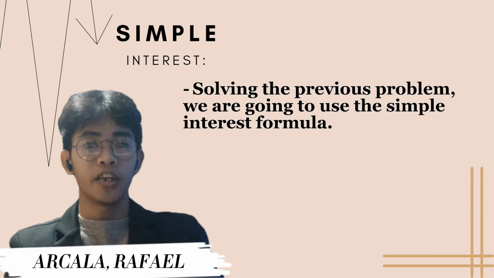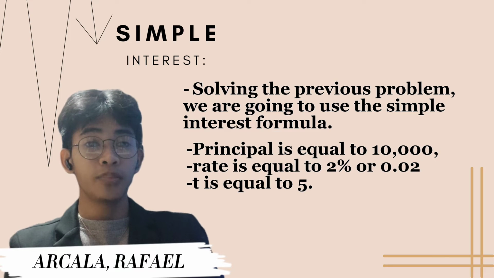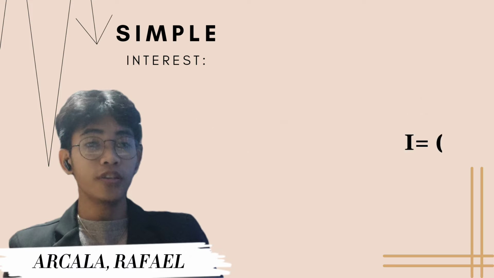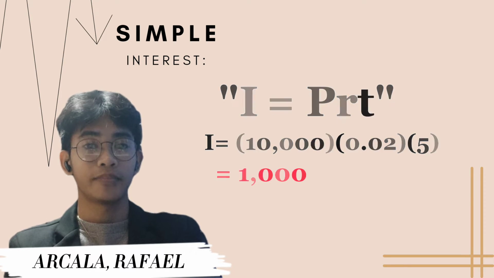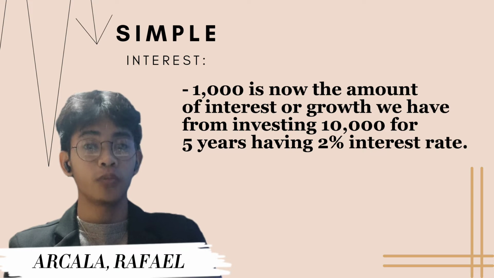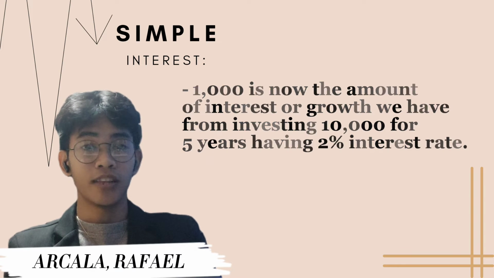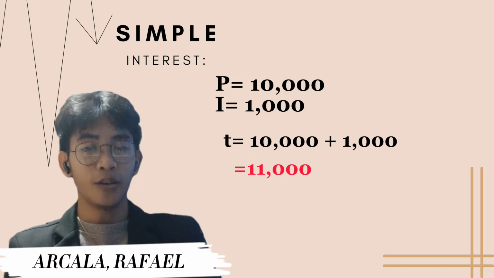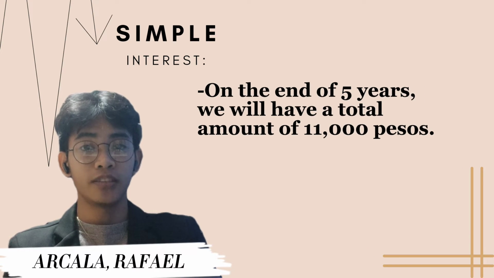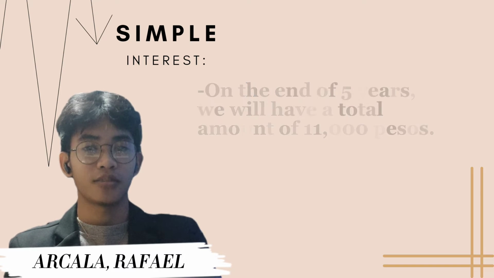Solving the previous problem, we are going to use the simple interest formula. Principal is equal to 10,000, rate is equal to 2% or 0.02 in decimal, and T is equal to 5. Interest is equal to 10,000 times 0.02 times 5. After calculating it, we will have the product of 1,000. 1,000 is now the amount of interest or growth we have from investing 10,000 for 5 years at a 2% interest rate. To get the total amount, add the principal to the interest. We have 10,000 plus 1,000 equals 11,000. At the end of 5 years, we'll have a total amount of 11,000 pesos.